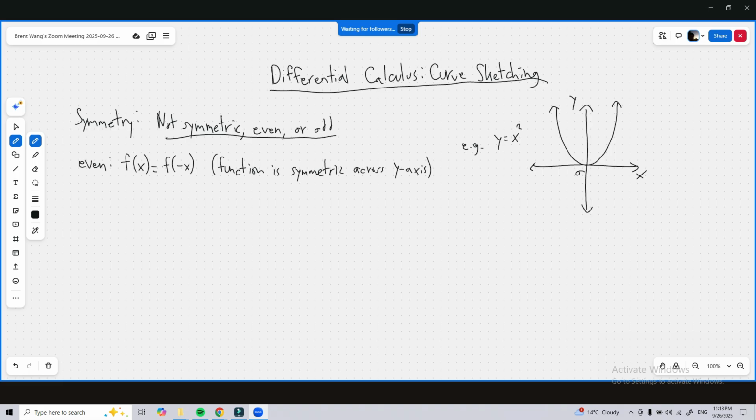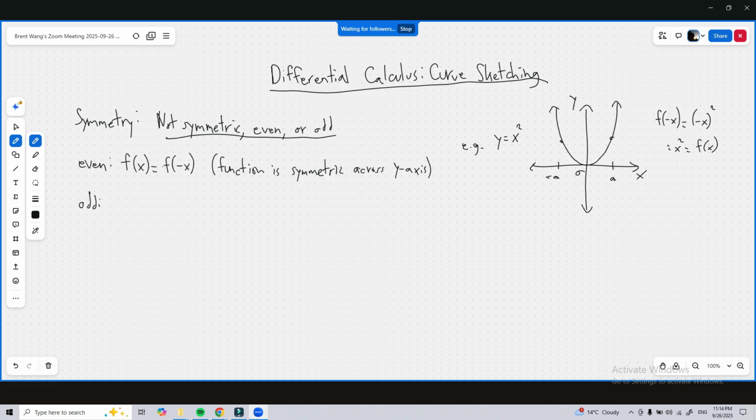And if you don't believe me, for all x, you have f of negative x is equal to negative x squared, which is equal to x squared, which is equal to f of x. So yes, f of negative x equals f of x for all x. So you can pick any point A on the graph, and it would have an identical f value. This should be negative A.